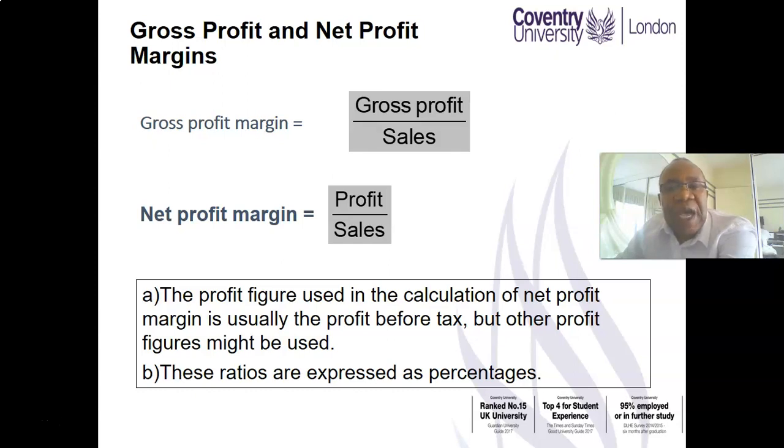Now, of course, the higher the profitability ratios, the better the company is performing. It shows that the company has performed well during the period, or in comparison to the industry average, the budget, or a similar company of the same size in the same industry.